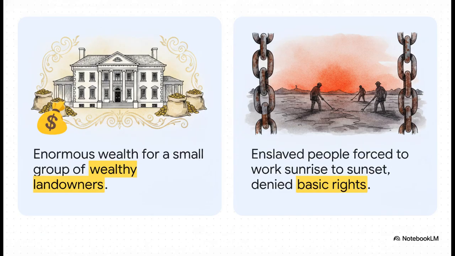On one side, you've got enormous wealth and privilege for a tiny group of landowners. But on the other side, creating all that wealth were enslaved African Americans, people forced to work from sunrise to sunset, completely denied basic human rights, and legally treated not as human beings, but as property. This staggering inequality represents millions of stolen lives and stolen freedoms.